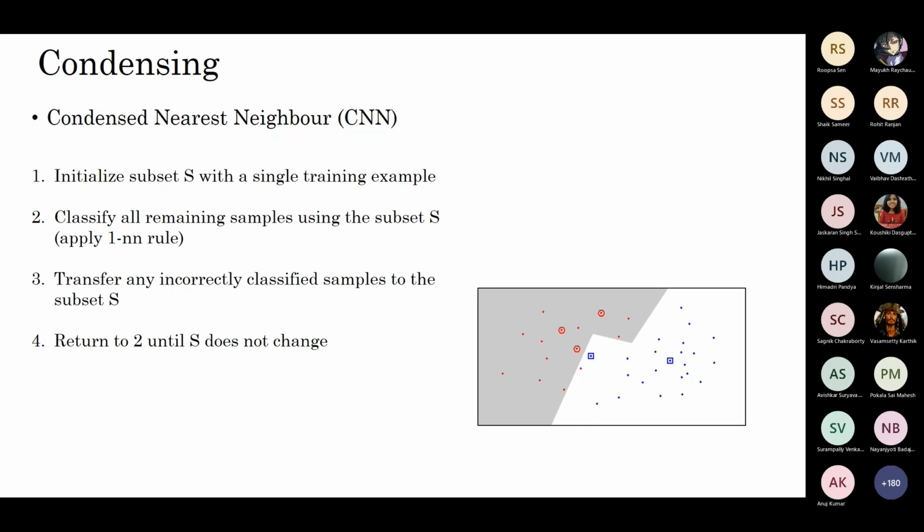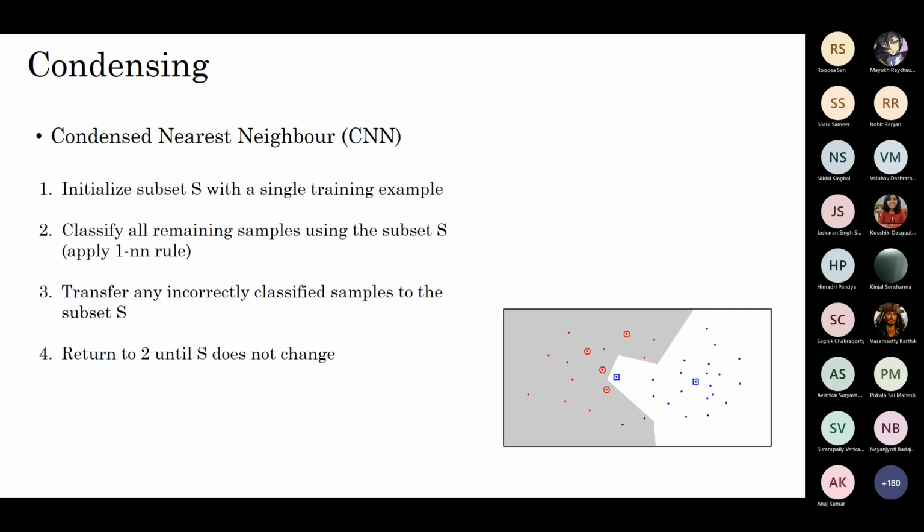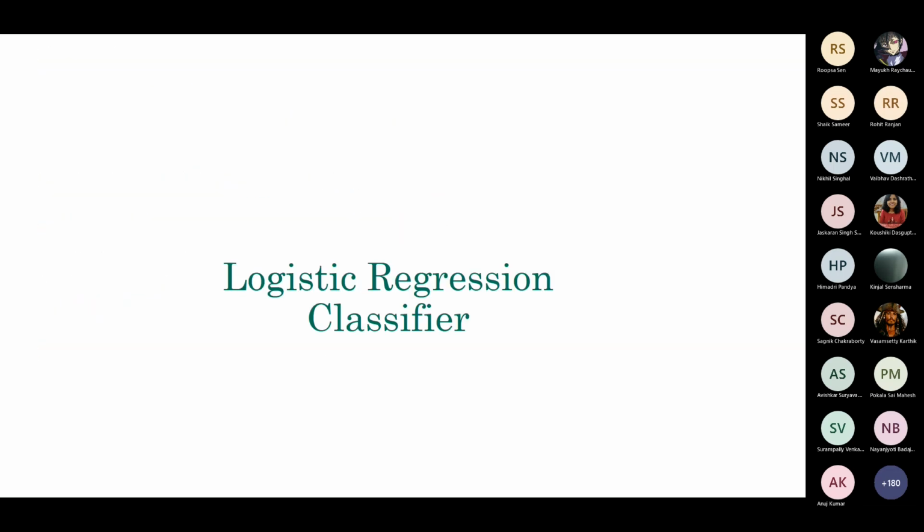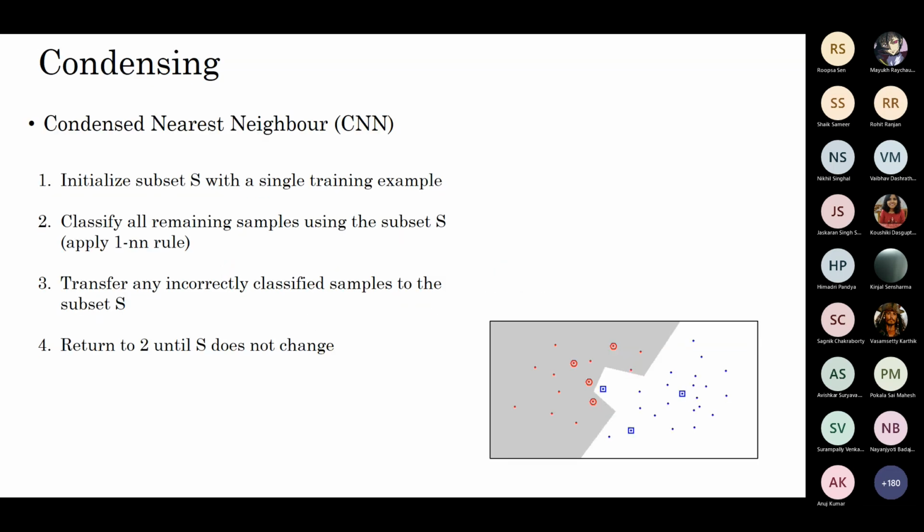Yes, sir, got it. Okay. All right. So you just proceed in this way, and then you stop when you see that S is not changing, that S is fixed across consecutive iterations. But as you said, it depends on the order in which you are accepting the points, so the decision boundary can be different depending upon the order in which you are choosing them.